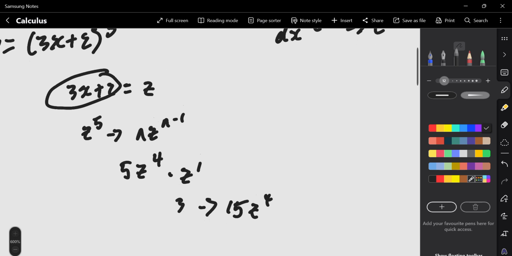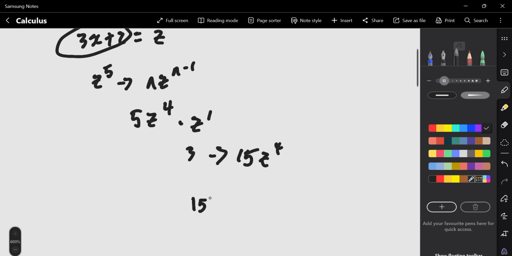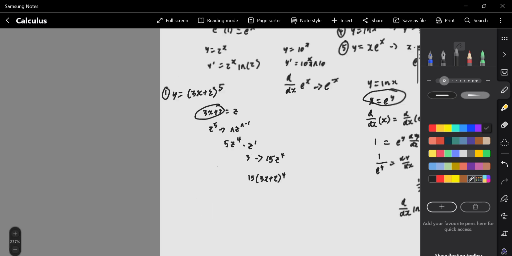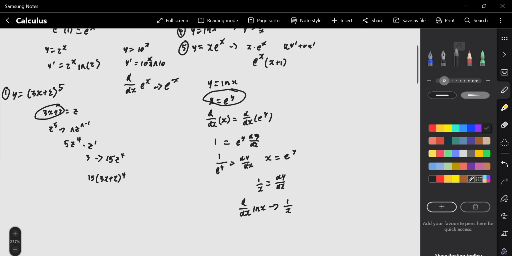And then whatever the inside is, sub it back in. 15 lots of 3x plus 2 to the power of 4. That's how you do the chain rule. You won't actually use the z notation, so don't actually worry about that. But that's my way of explaining it.